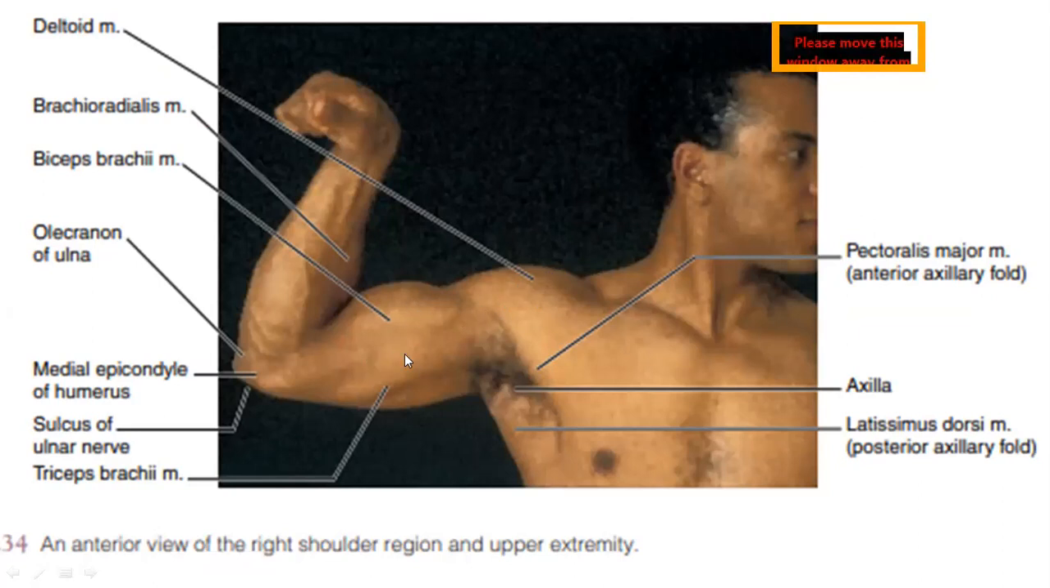We have biceps brachii from the front. Behind we have triceps brachii. Okay, so this is biceps, this is triceps, and this is axilla. Posterior axillary fold is formed by latissimus dorsi. Anterior axillary fold is formed by pectoralis major.